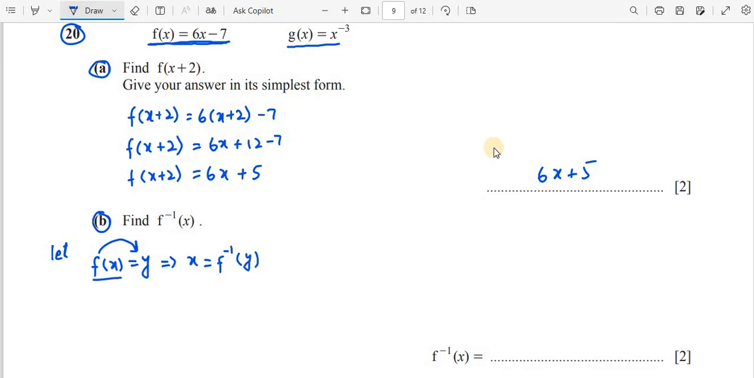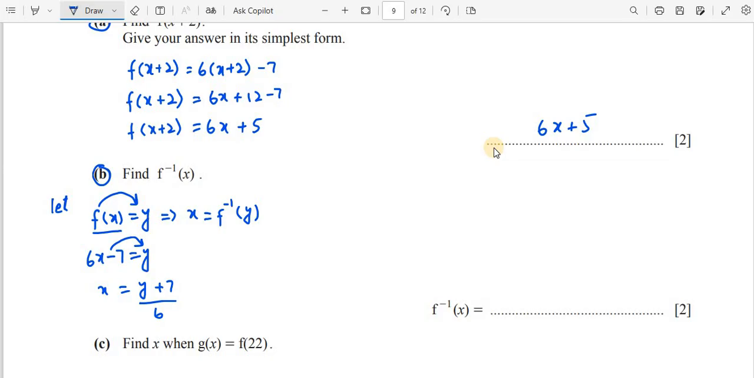Here put the value of f of x. f of x is this one, 6x minus 7. 6x minus 7 is equal to y. So make x the subject. So x is equal to y, and this 7 shifts to this side, it will be plus 7, divided by 6.